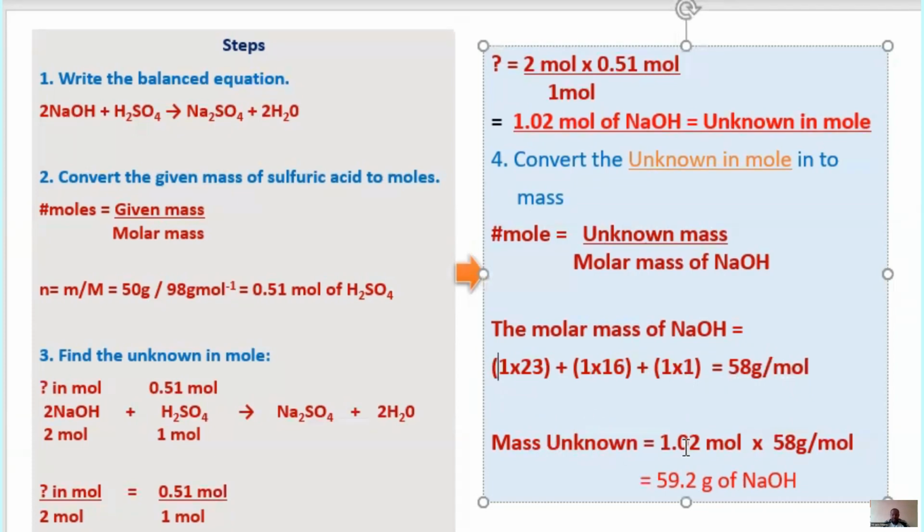The unknown mass equals 1.02 mole multiplied by the molar mass of sodium hydroxide. This formula is obtained from this one. You can use the crisscross method to find the unknown. The unknown mass equals the number of moles multiplied by the molar mass of sodium hydroxide. Okay, 1.02 mole multiplied by 58, this gives 59.2 grams of sodium hydroxide, which will react with 0.51 mole of sulfuric acid.